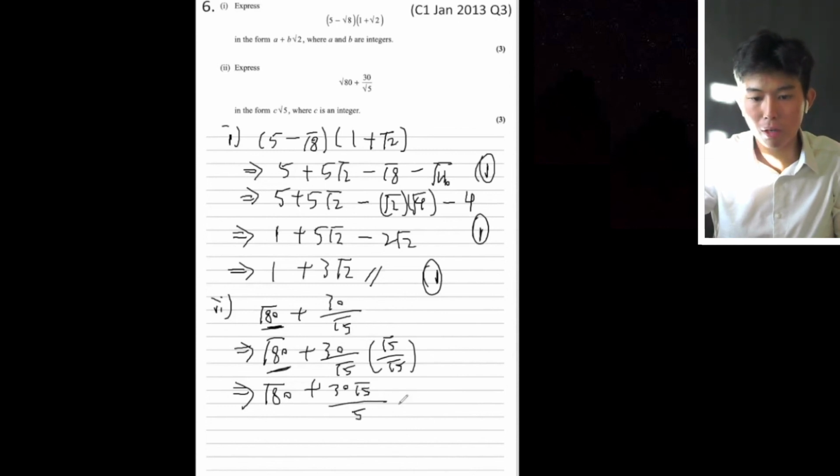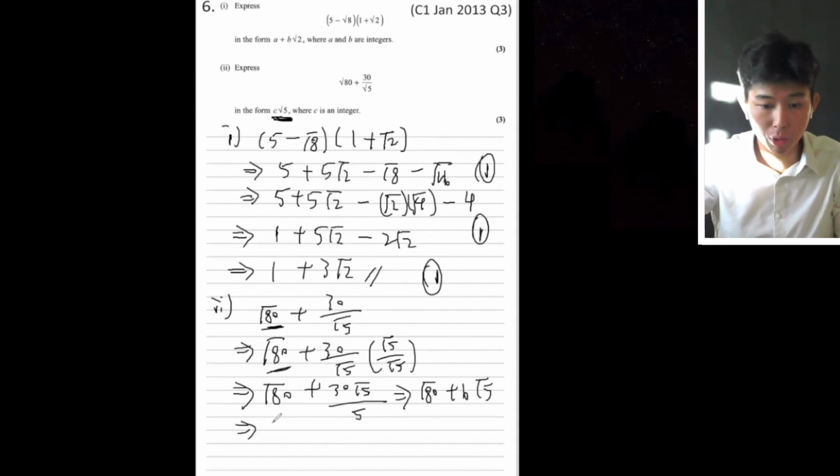So 30 divided by 5 would be 6. Would be 6 root 5. So it would be root 80 plus 6 root 5. And they want us to write in form of c root 5. So the next step we have to do is to take out the root 5 with it.